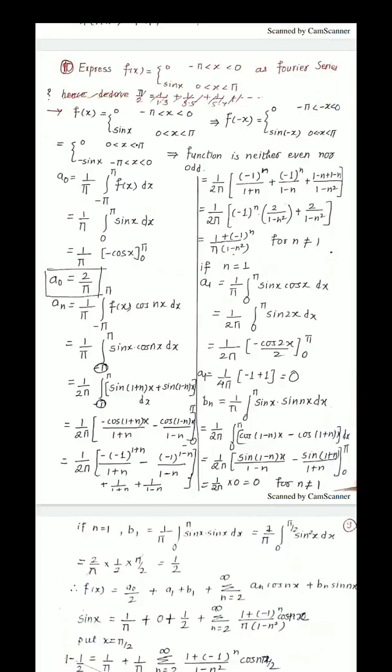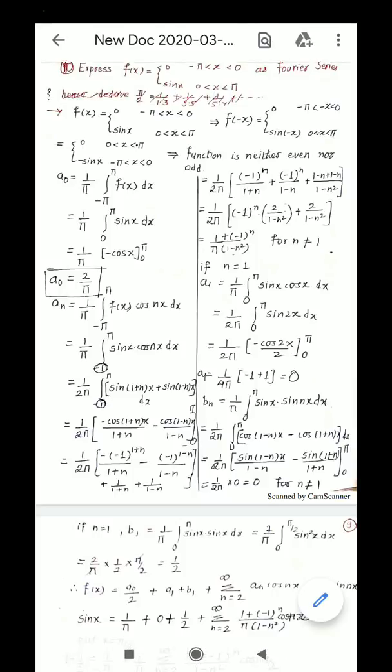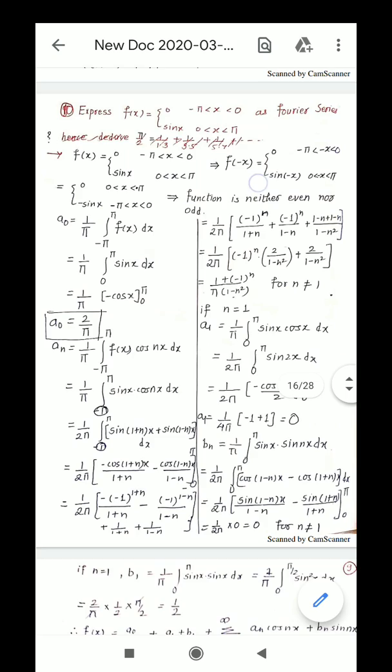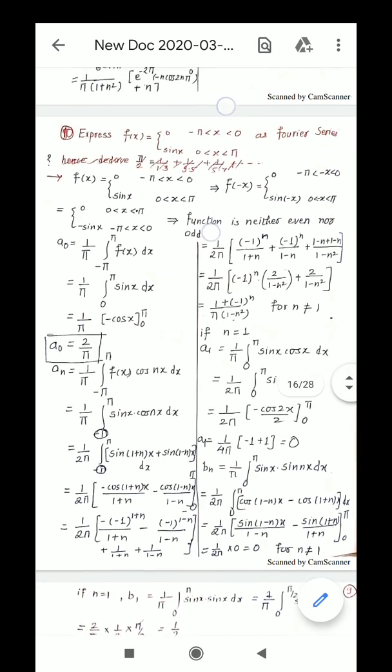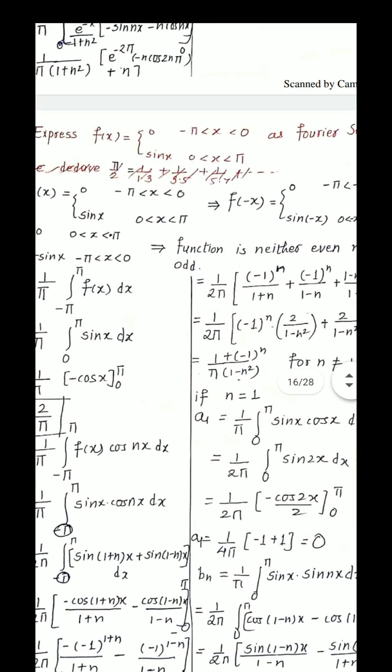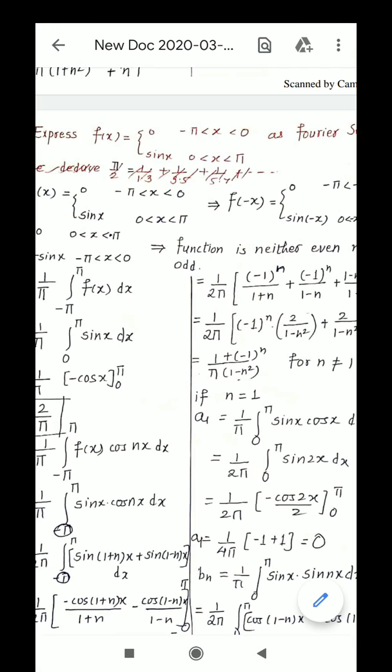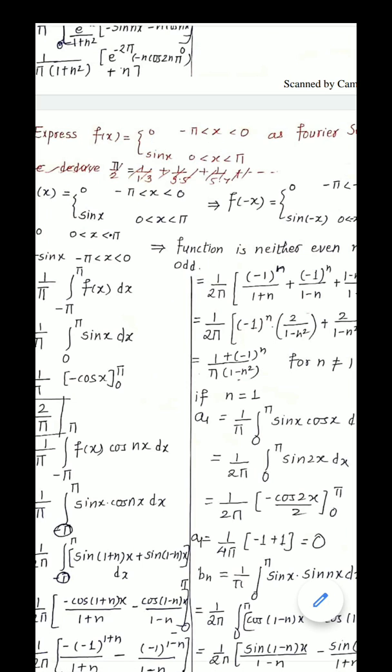Hello friends, today we will take one problem on Fourier series. The problem: express f of x equal to 0 for minus pi less than x less than 0, and sin x for 0 less than x less than pi, as a Fourier series. Simply, we have to find the Fourier series of this function f of x equal to 0 if x lies between minus pi to 0, and sin x if x lies between 0 to pi.